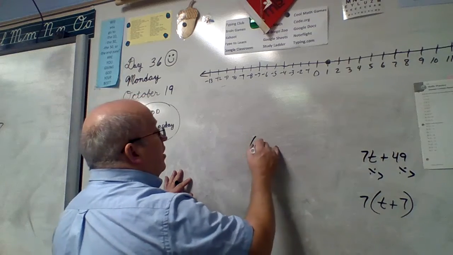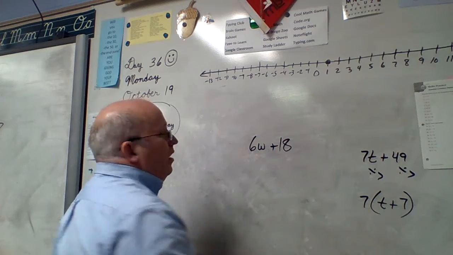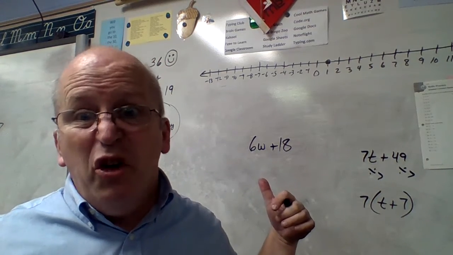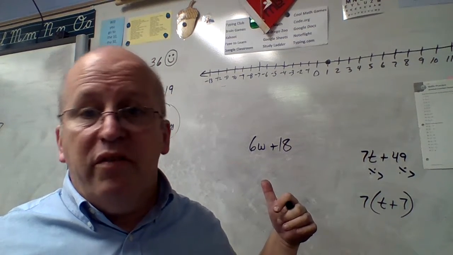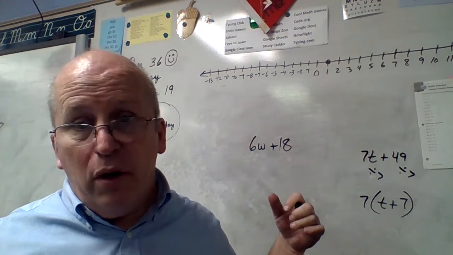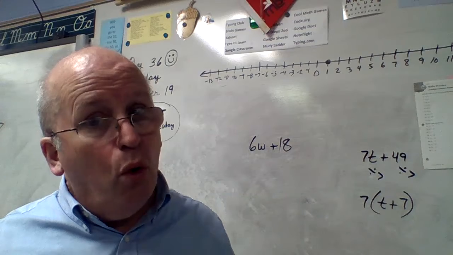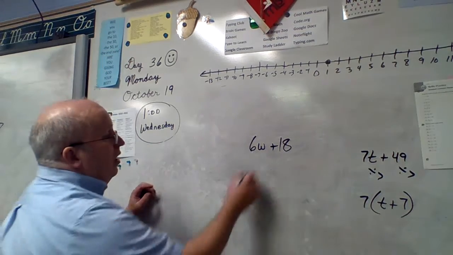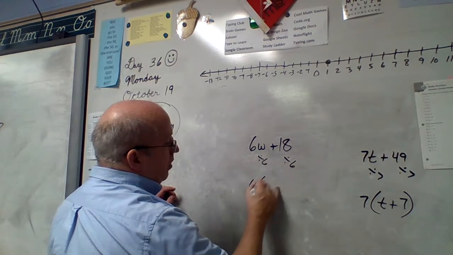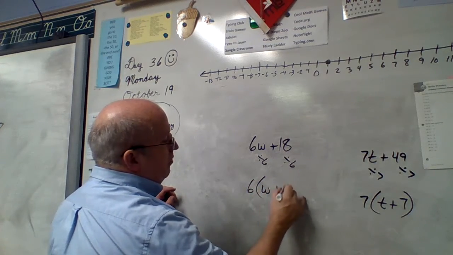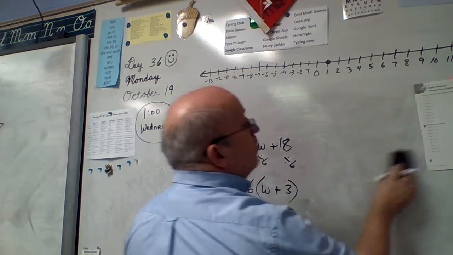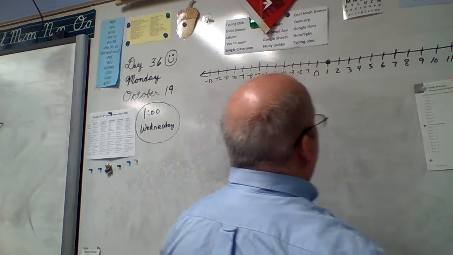How about if I had 6w plus 18? And I started thinking, what can I divide out of those two numbers? I know I can divide out a 2. 6 divided by 2, 18 divided by 2 works. I know I can divide out a 3, 6 divided by 3, 18 divided by 3. But guess what? There's a bigger number than 2 or 3. It's the number 6. Let's divide out a 6 from both terms. And what do we get? We get 6 times the quantity of w plus 3. Remember, it's kind of like the opposite of the distributive property.